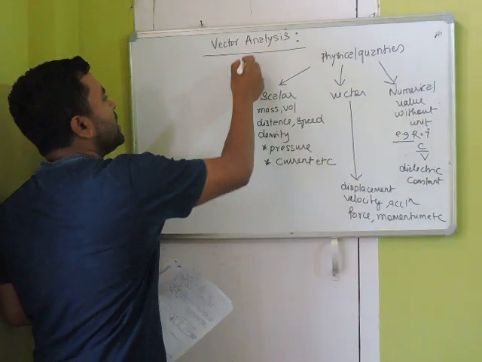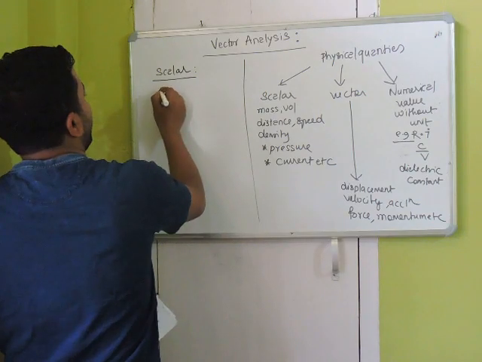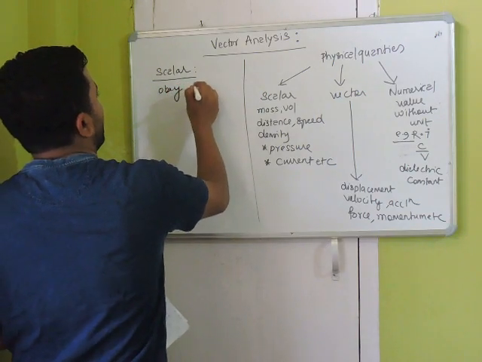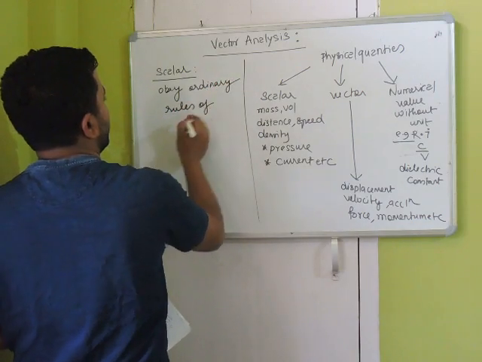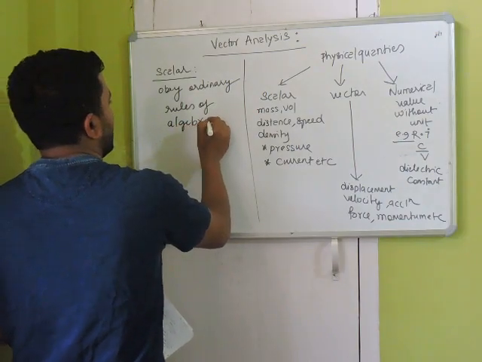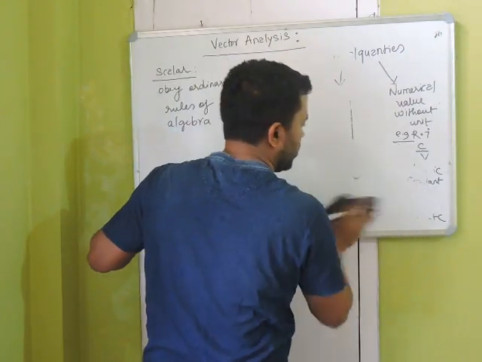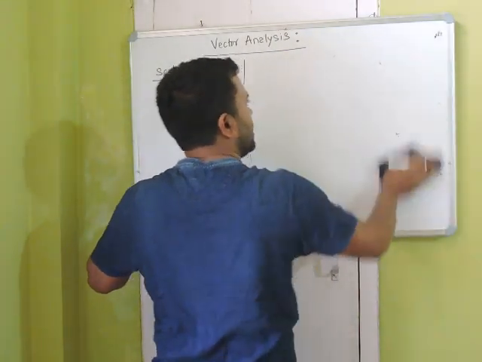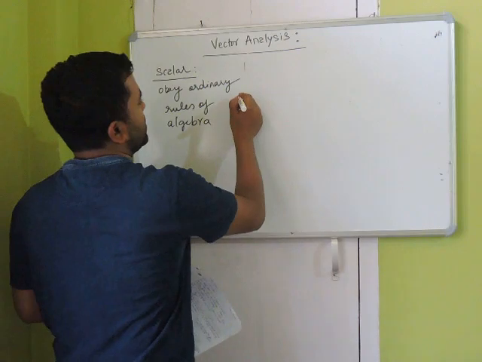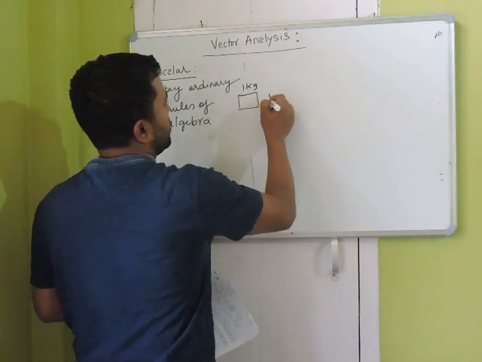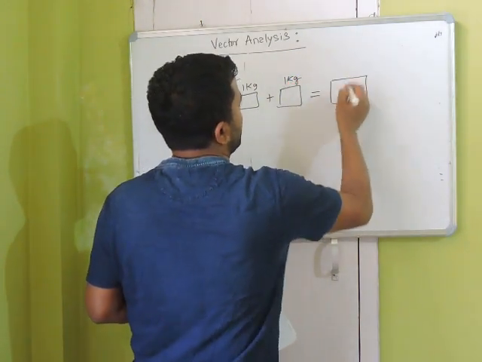Now it turns out that the scalar quantities obey ordinary rules of algebra. What I mean by that is, when you try to add two scalars, you don't need any new idea. Suppose I want to add a 1 kg block with a 1 kg block, then we know that the total mass will be 2 kg.